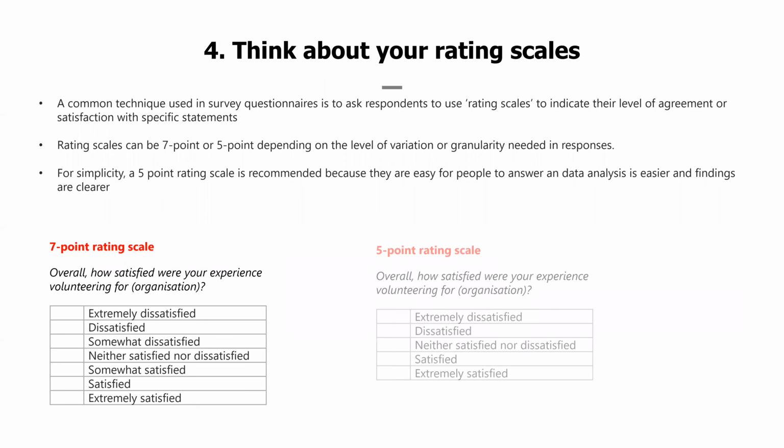And as you can see from this example here, we've got 7 and 5-point rating scales, and you can just see that the 7-point offers more granularity in terms of the responses, while the 5-point's just a bit more user-friendly and easier to understand.